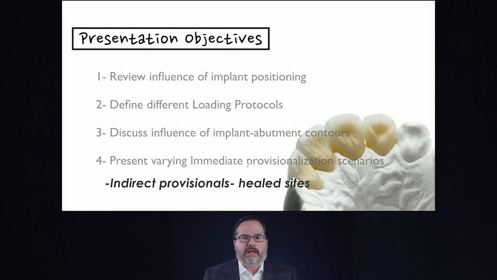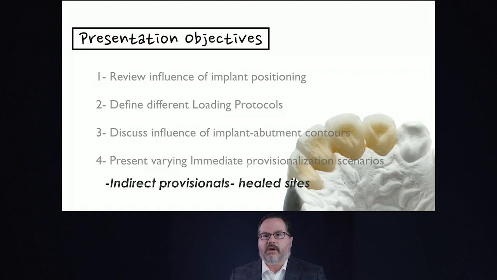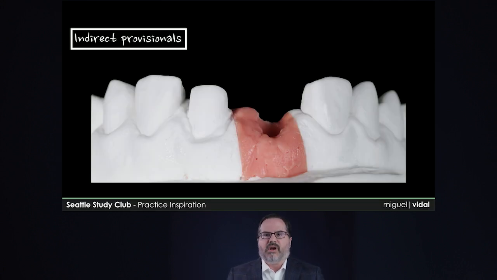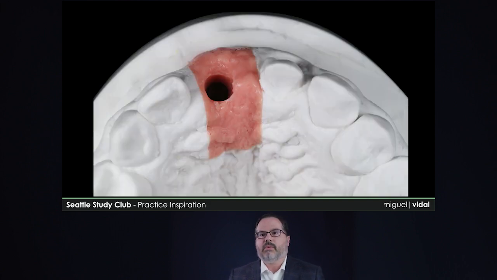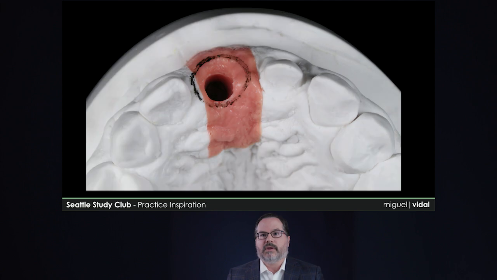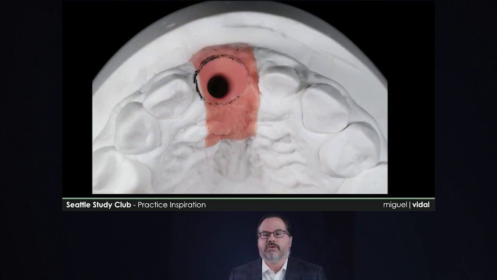So now we're going to talk about making provisionals indirectly on healed ridges, and this is where we take an implant level impression and work on it in the laboratory. And here, together with our technician, we're going to outline what we want our emergence profile to be, and then modify the soft tissue moulage to predict where this tissue is going to end up.